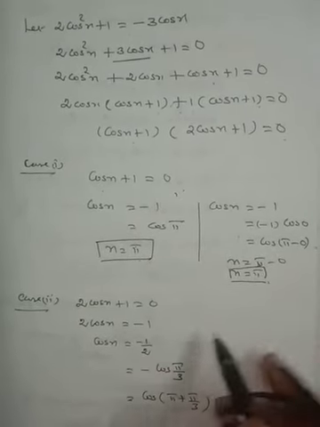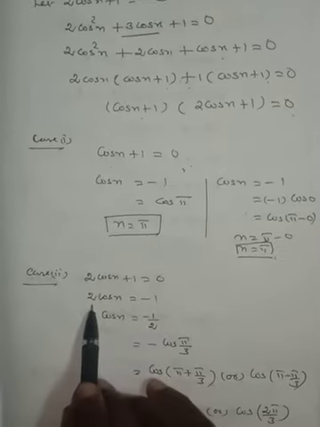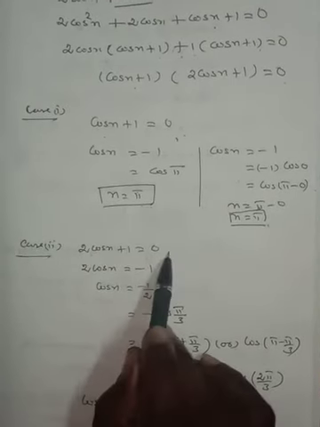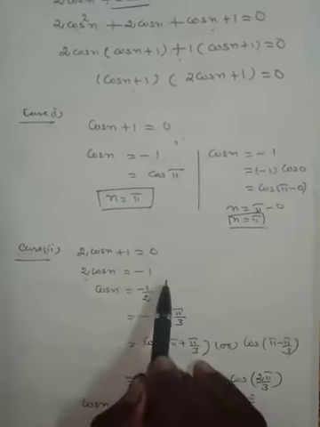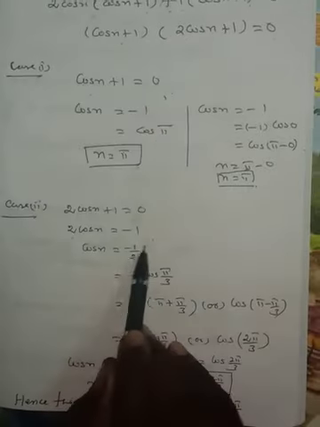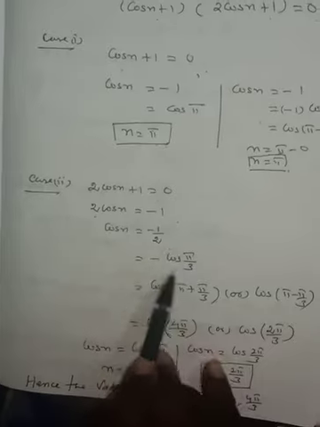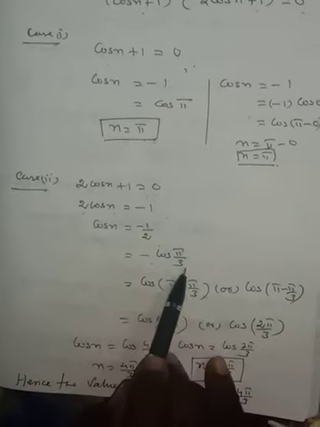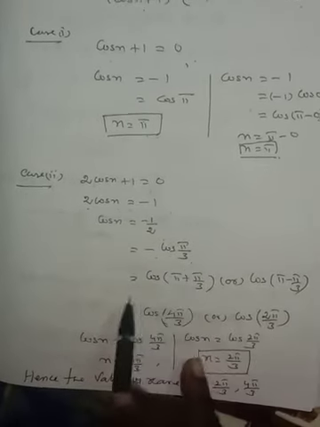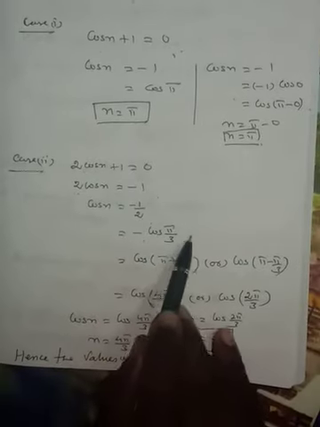2 cos x plus 1 is equal to 0 means 2 cos x is equal to minus 1. Cos x is equal to minus 1 by 2. Minus 1 by 2 in terms of cos theta is cos of pi by 3. Pi by 3 means 60 degrees. So minus cos 60 degrees.